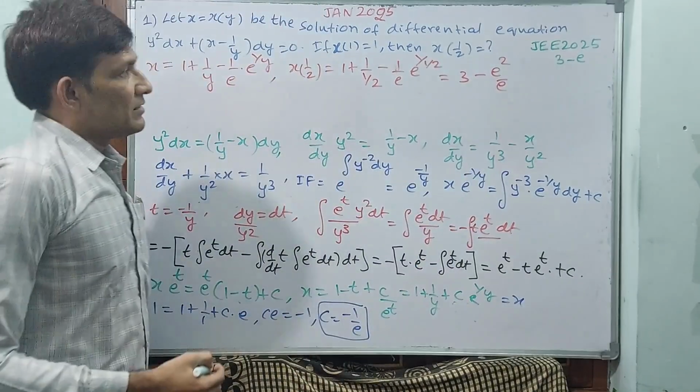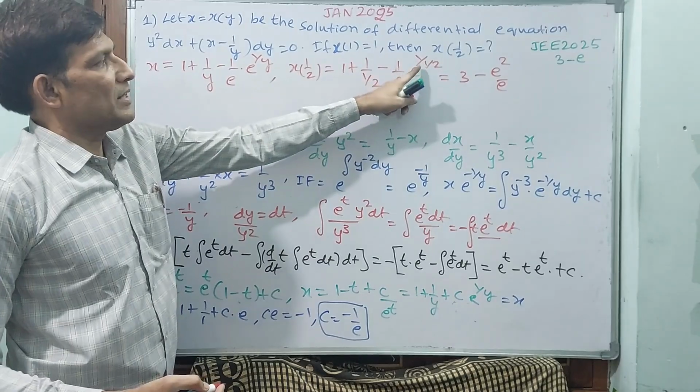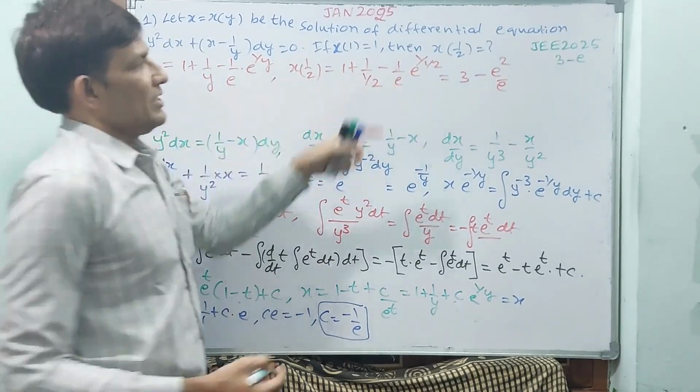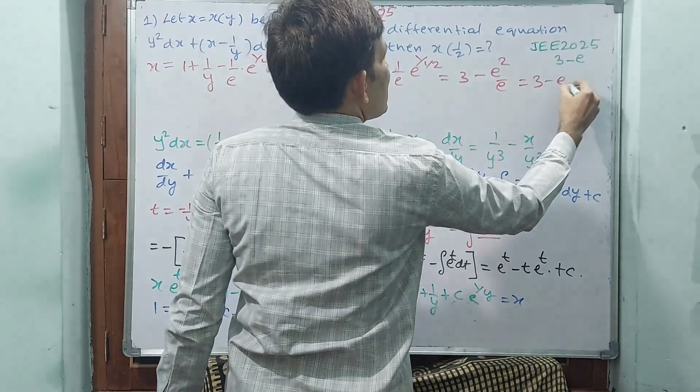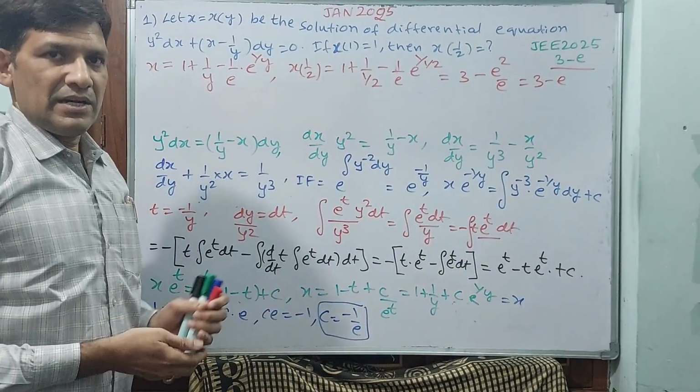Do you accept it? Why? Because see 1 by 1 by 2 means 2 is going to become numerator, 2 by 1. That means e power 2 by e. This is going to become 3 minus e. Why? Because 1 e going to get cancelled out. Okay, 3 minus e will be your answer. Let us go for next question.